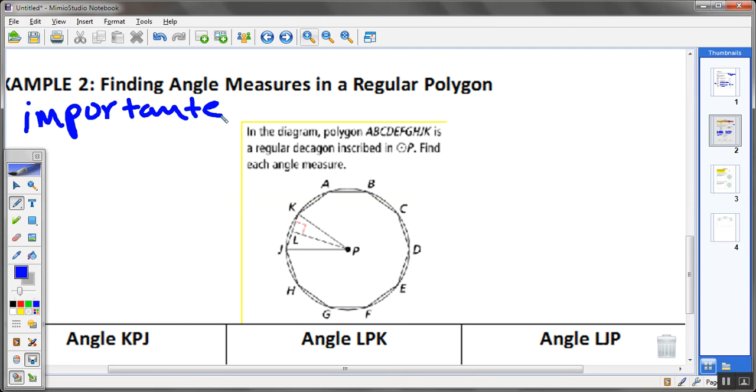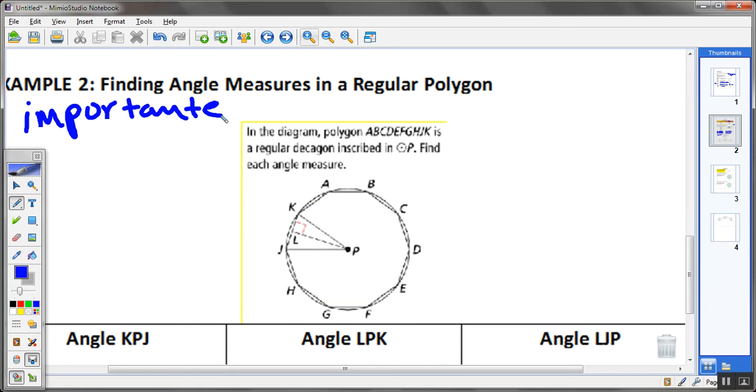Decagon meaning how many sides? 10 sides. If it's a regular decagon, what's true about those 10 sides? They're all going to be equal. Absolutely. It says find each angle measure. Well, here's the deal, kids. This decagon is inscribed in a circle going all the way around here.